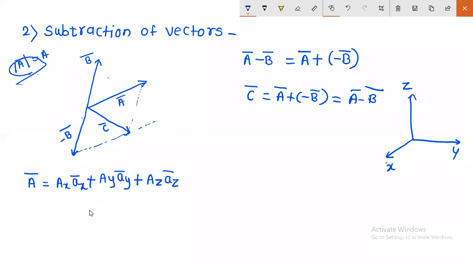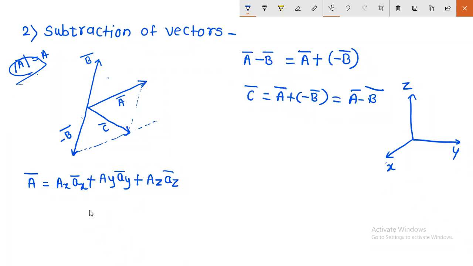Okay, so I hope everyone understood this. A bar is equal to ax a bar x plus ay a bar y plus az a bar z. So every time you have to write any vector in this term only. Means the coordinate system may change, so according to the coordinate system, the coordinates are also changing. So you have to change their suffixes also.